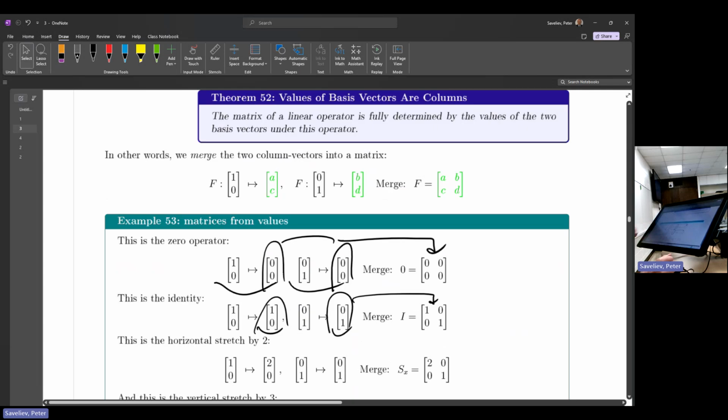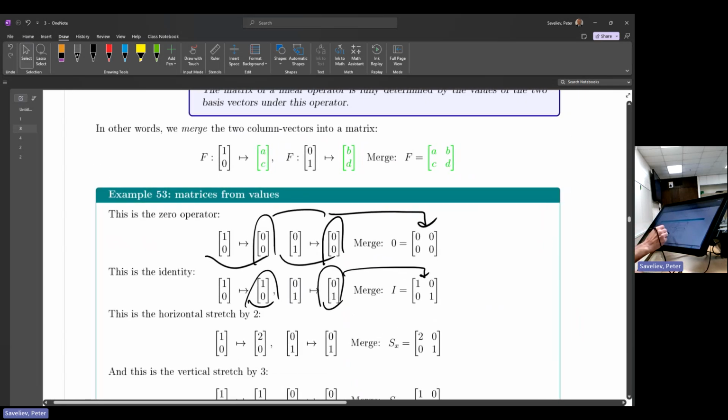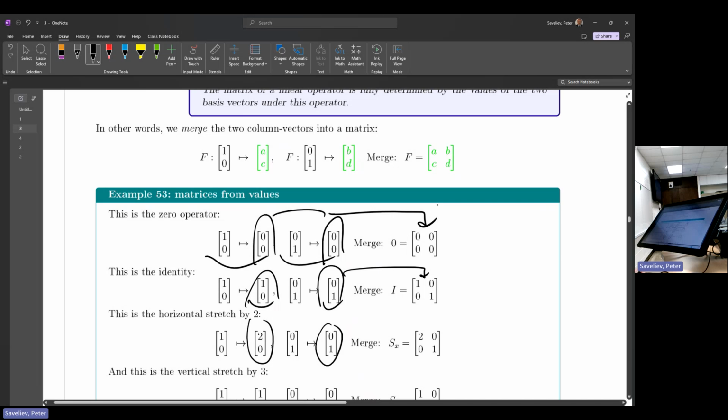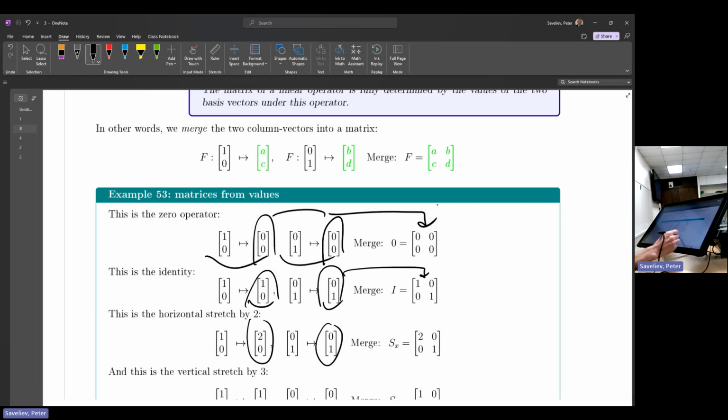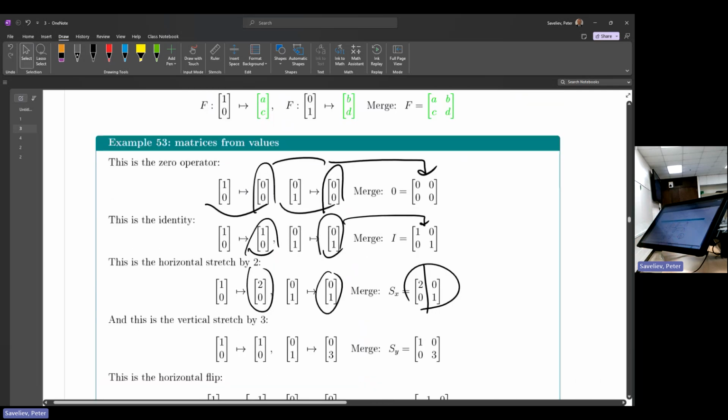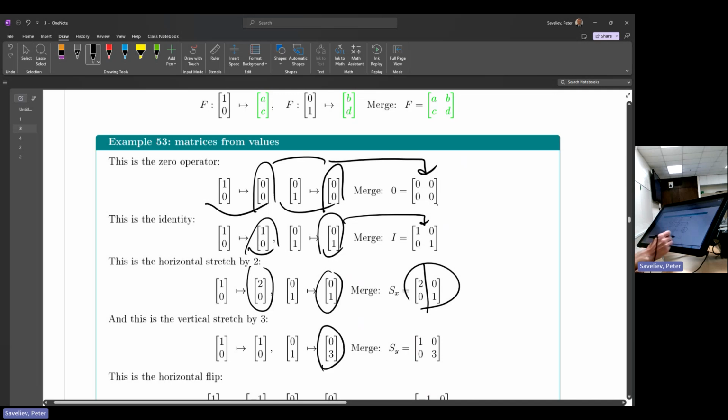Horizontal stretch. Okay, so this one is still 0, 1. The second column remains the same, but the first one is 2, 0. That's multiplication by 2. And so as we can see, the new matrix is right here: 2, 0, 0, 1. Once again, split into two columns where they come from. Vertical stretch, I have 3 instead, so the effect on the matrix is in the second column.